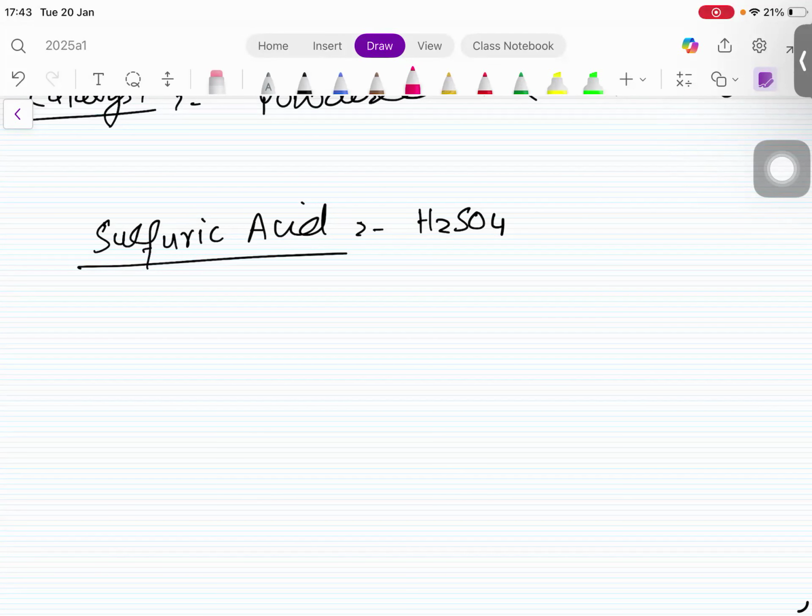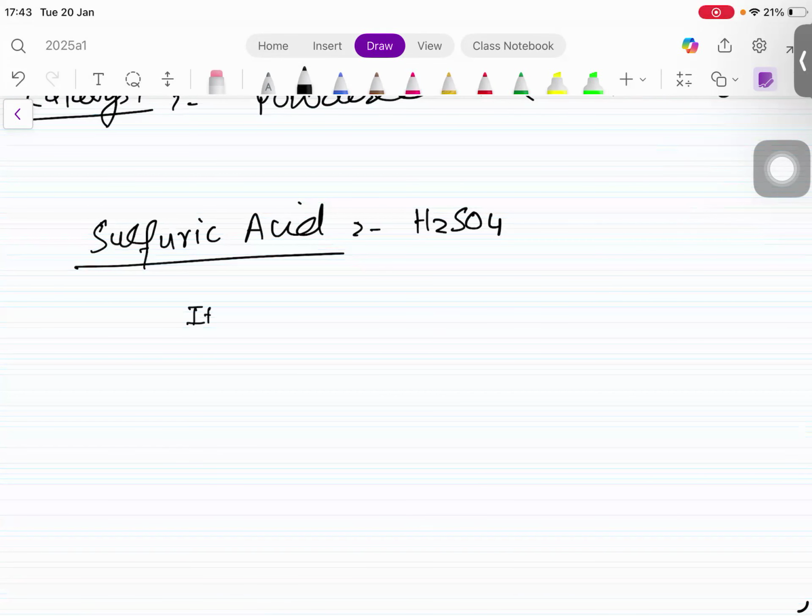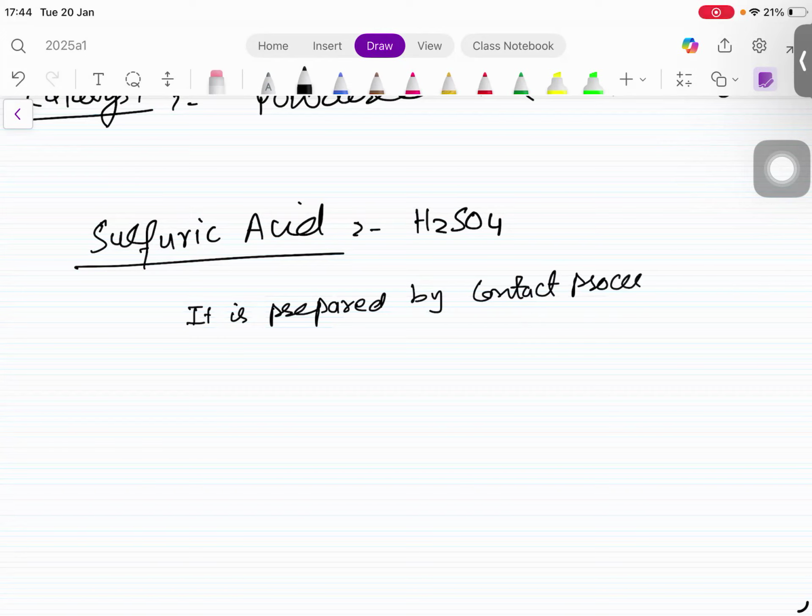Okay, sulfuric acid, as I told you, is a very widely used chemical. It is used in the industry, a lot of chemical uses. Now, how is it prepared? So please write down sulfuric acid. It is prepared by the contact process. The Haber process is for ammonia, and this is called the contact process.